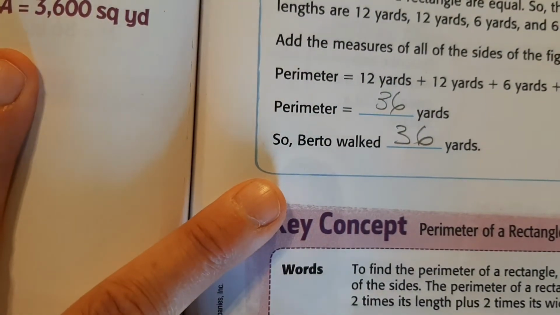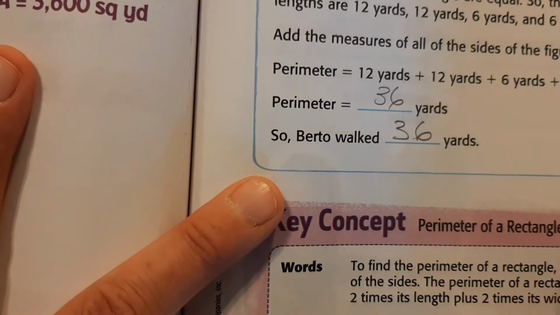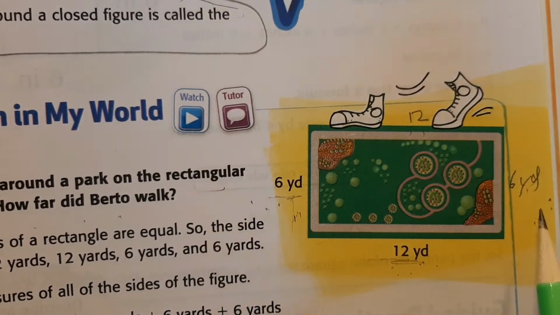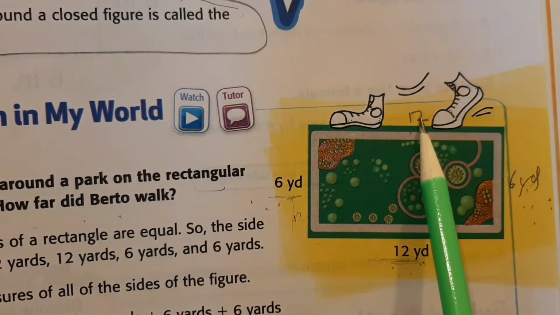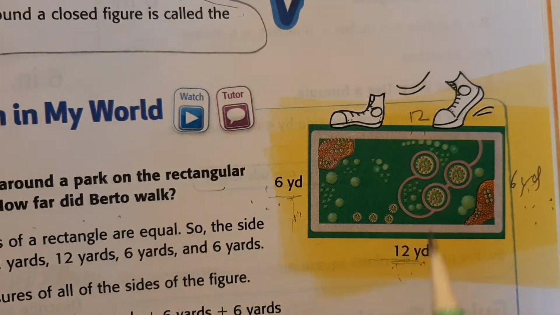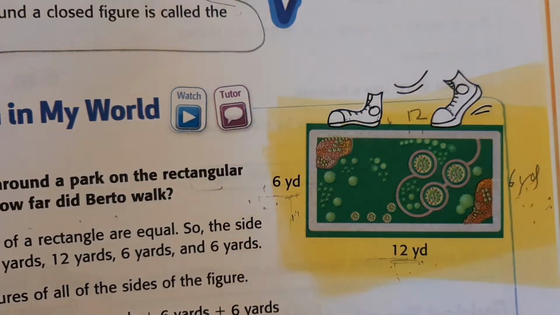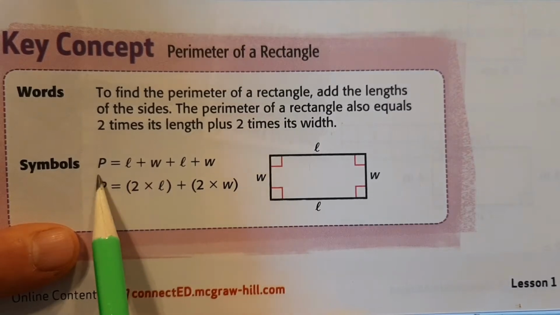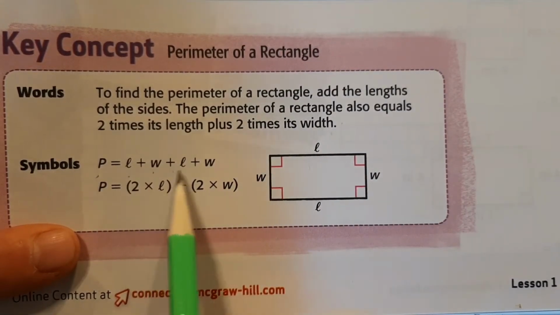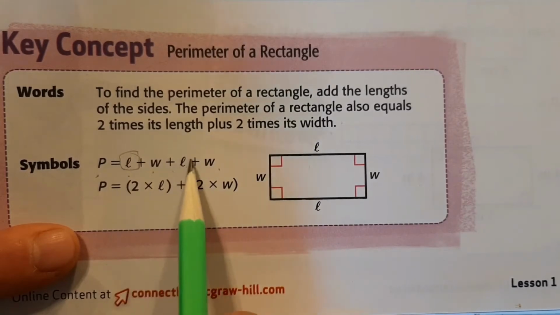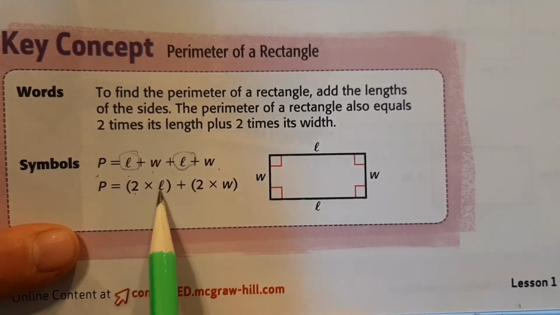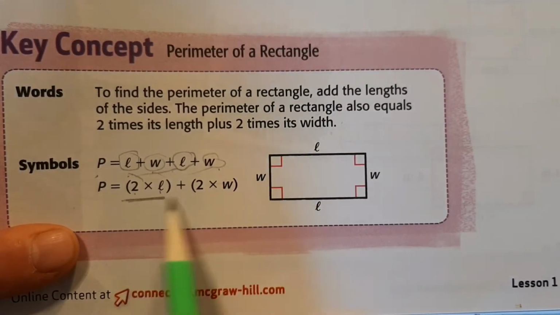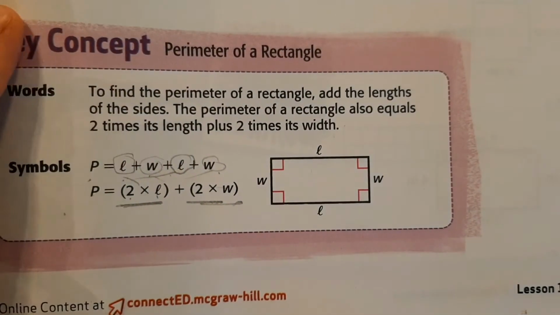But you know, did you notice what I did? I didn't add 6 plus 12 is 18, 18 plus 6 is 24, 24 plus 12 is 36. I added the two opposite sides together and then I added those. And so you can do that. You know me, I like to find the easy way. So you could say perimeter equals length plus width plus length plus width. Or, look, you can say perimeter equals 2 times the length plus 2 times the width. Now I'll show you how that makes things easier in a few minutes, all right?